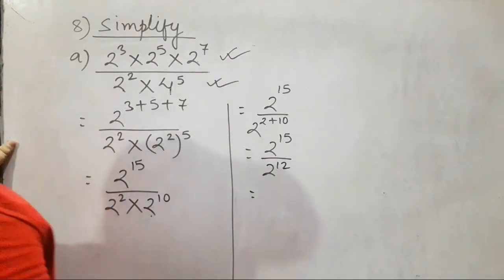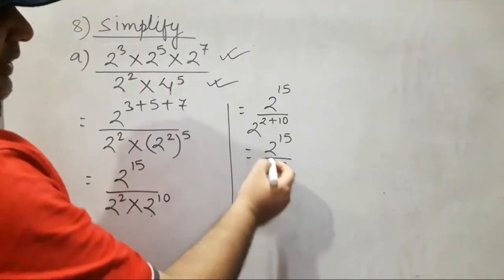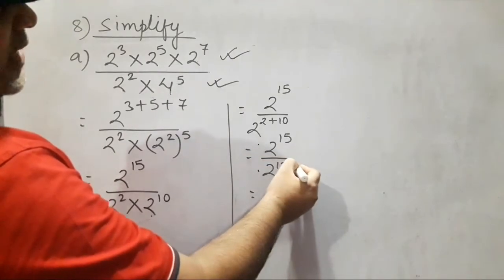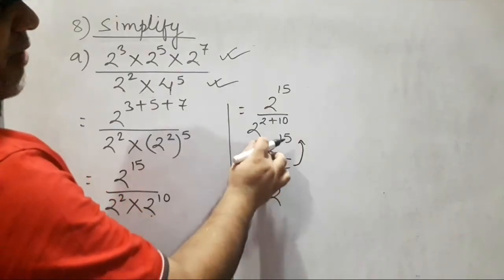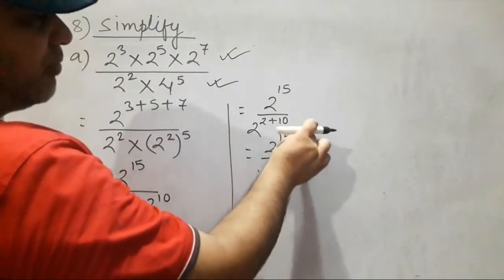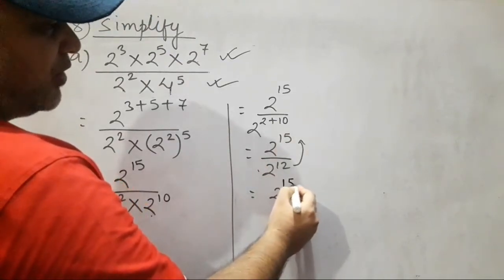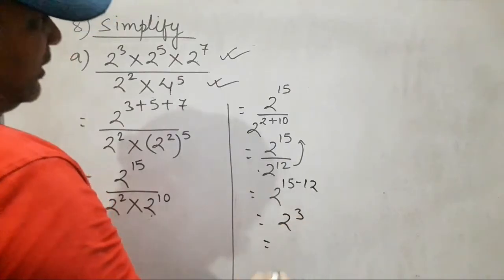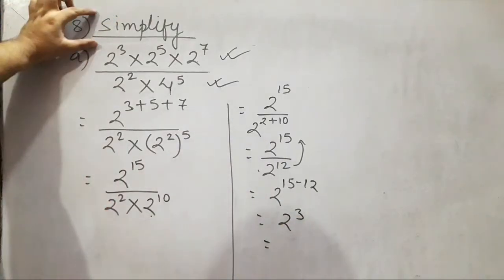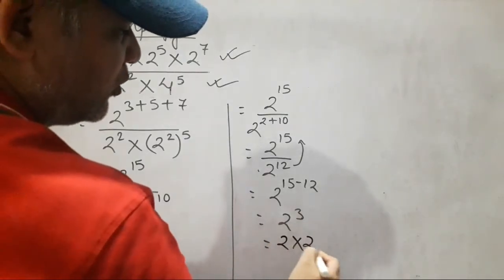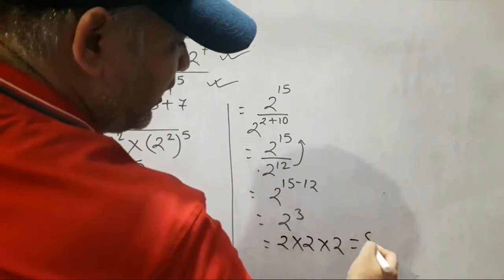Now we will follow here the quotient law of indices. Since there are same bases, the powers are subtracted. Same bases are divided, so power is subtracted. The smaller power is subtracted from the greater power. 2 power 15 minus 12, 2 power 3. Since the question has told us to simplify, 2 power 3 shall be written as 2 into 2 into 2 equal to 8.